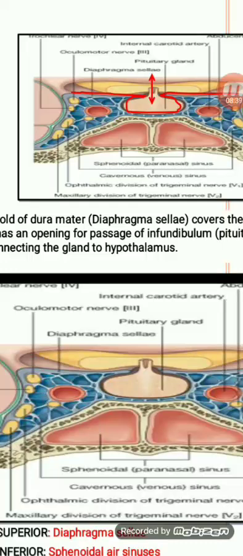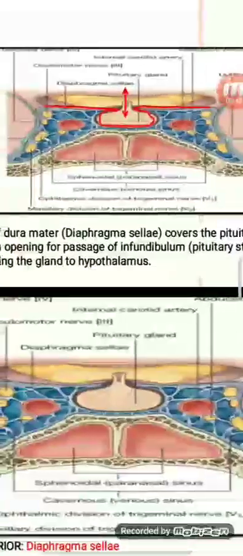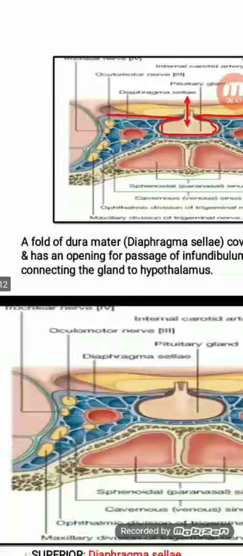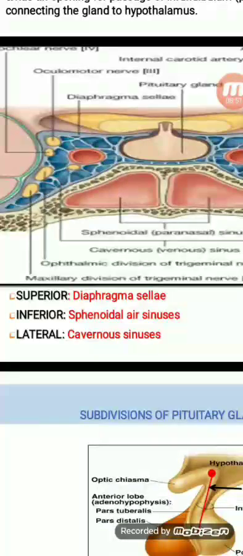It has an opening, the diaphragma sellae opening, for the passage of the infundibulum, or pituitary stalk, connecting the gland to the hypothalamus. Take a look at the relations. As I mentioned, the most important thing in anatomy is the relation: the diaphragma sellae superiorly, and inferiorly the sphenoid air sinus. These are cavities in the sphenoid bone, and laterally the cavernous sinus.